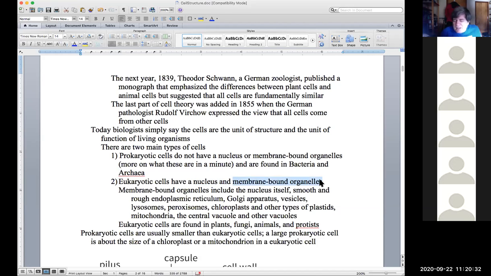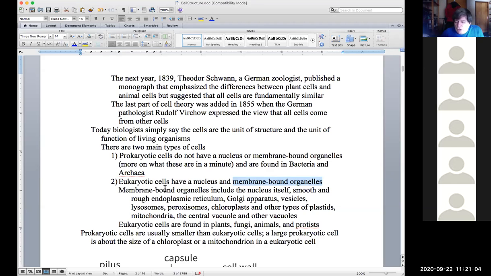Now, let's think about membrane-bound organelles for a moment. If we look at a typical cell, one of the things we see is that every cell is surrounded by something called a plasma membrane. It's sometimes called a cell membrane, but we'll refer to it as a plasma membrane. And this plasma membrane is really two layers of lipids. We'll look at the structure of the plasma membrane a little bit later.